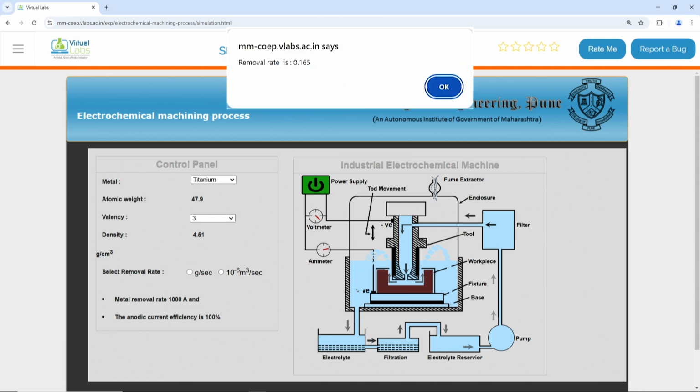Now, if I click the removal rate, I get a pop-up here which says the removal rate is 0.165 grams per second.